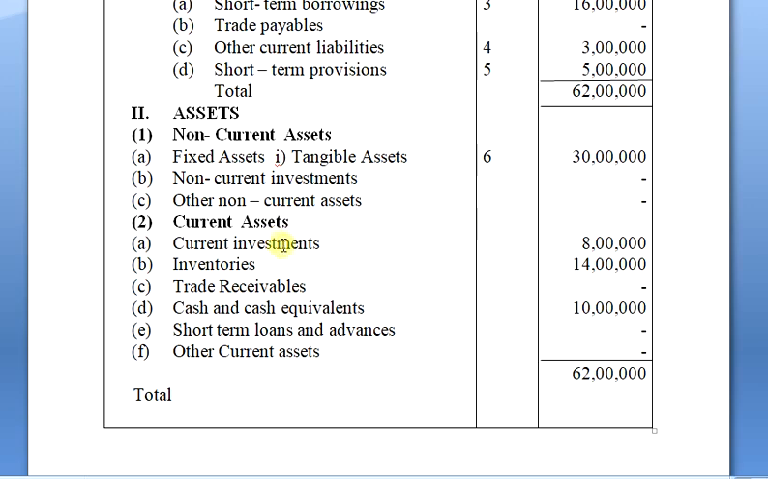Under the current assets, current investment 8 lakh, inventory is 14 lakh, trade receivable is nil, cash and cash equivalents is 10 lakhs, short-term loans and advances is nil, other current assets also is nil. So you will be getting the amount of rupees 62 lakhs. So assets will be equal to the equities and liabilities. Equities and liabilities 62 lakhs, here assets also 62 lakhs.